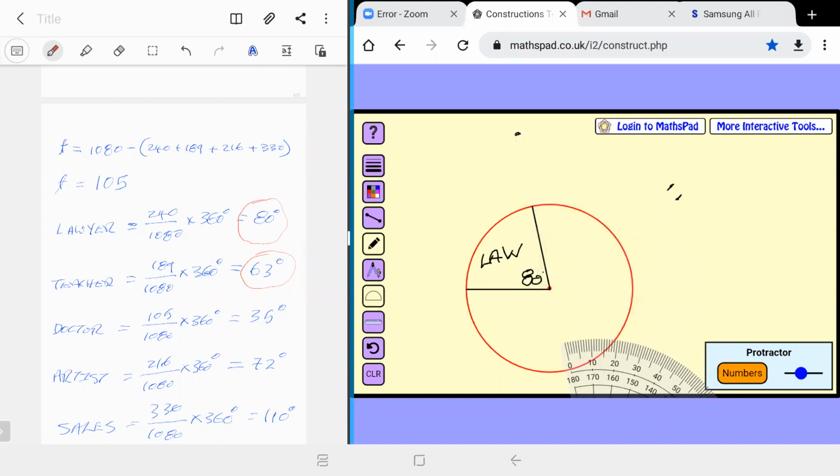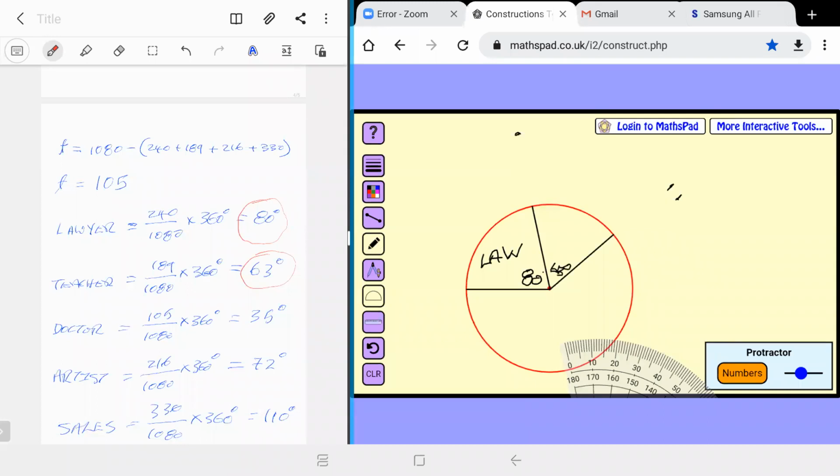I'll move this out of the way. And I'm going to use my ruler again and draw a straight line from the center out to that point. That will be 63, but I'm going to position it right here. Stop it right there. That's 63 degrees. I'm going to write my 63 degrees.